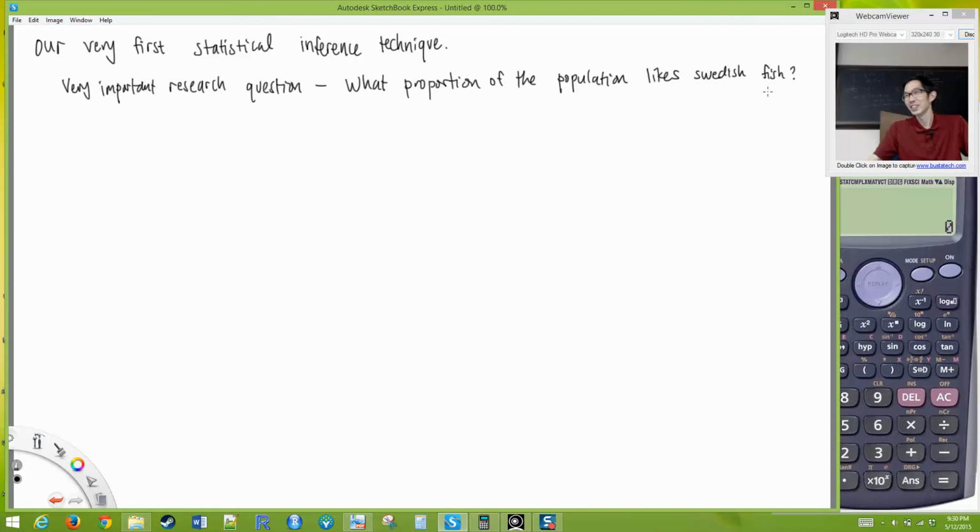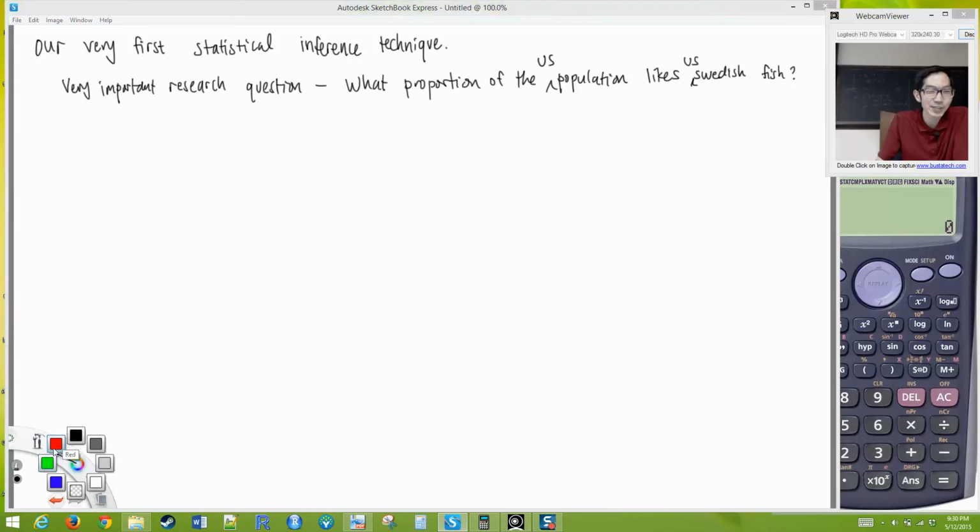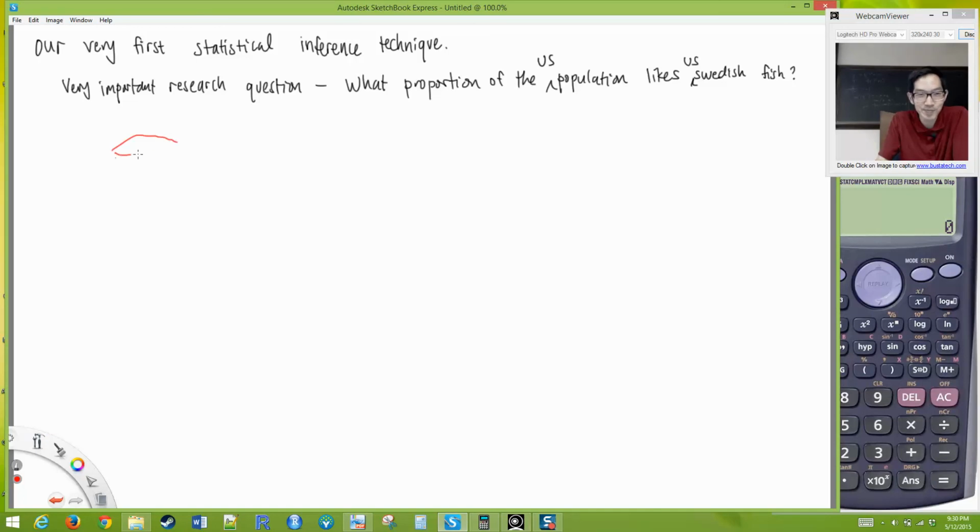So anyway, we'll say what proportion of the U.S. population likes the U.S. version of Swedish fish. So what proportion of Americans like the American version of Swedish fish? Apparently, we don't know what's good for us. And for those of you who don't know, they're these little red gummy candy things, right? They're generally red, though you can get other colored ones.